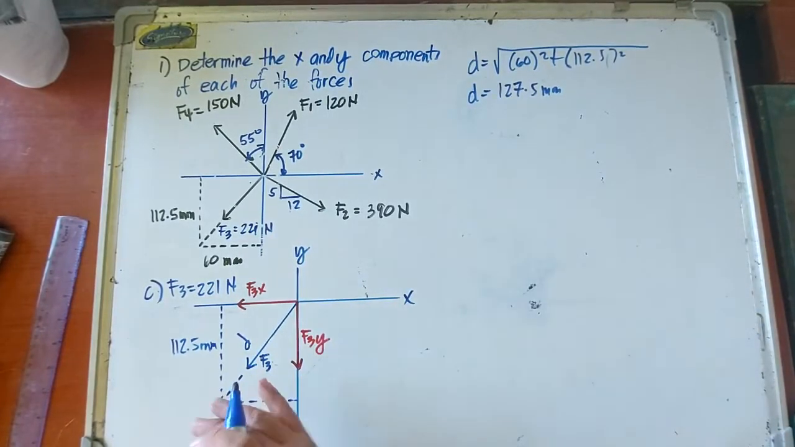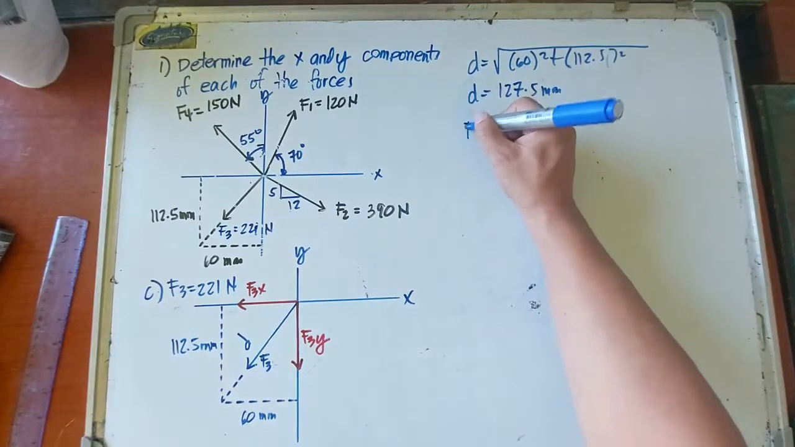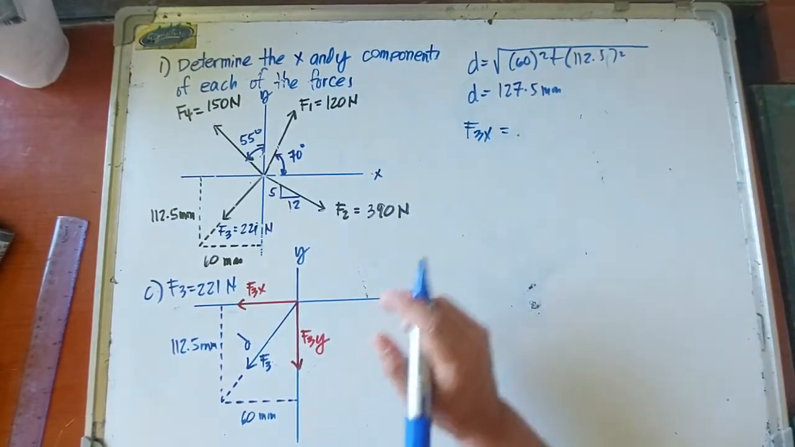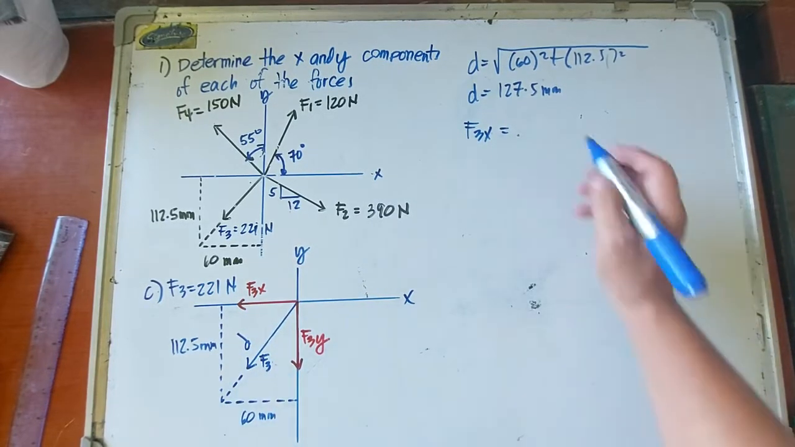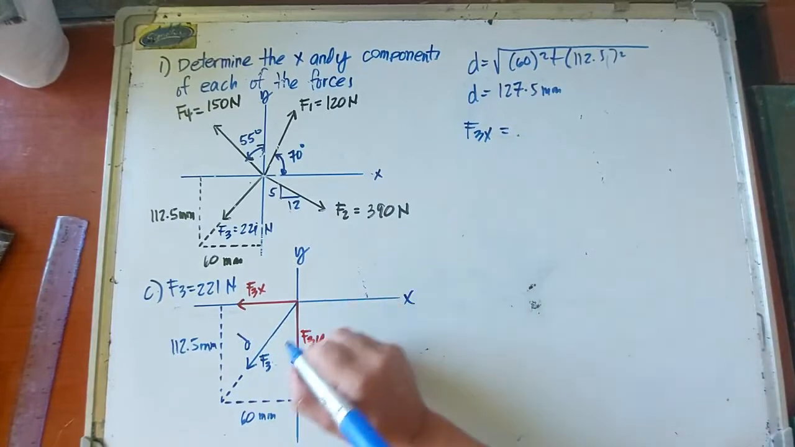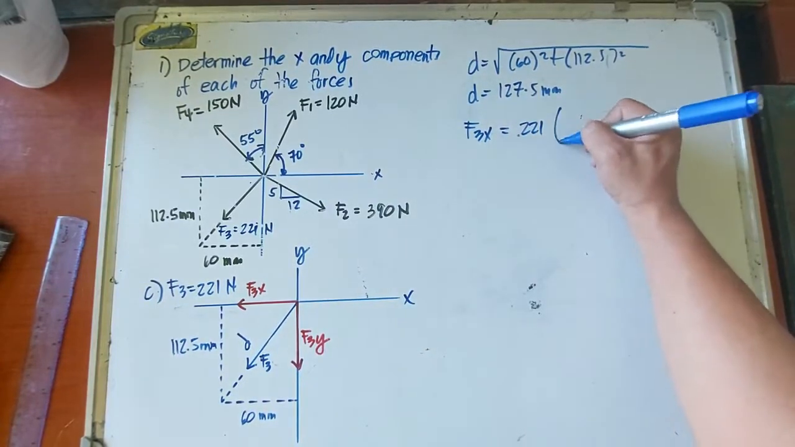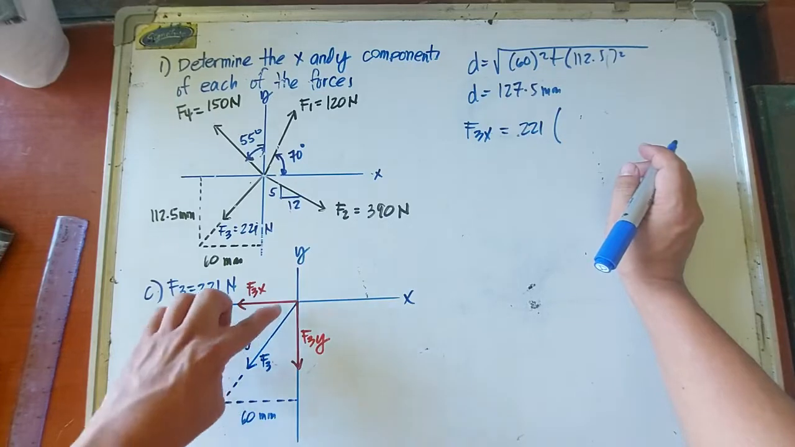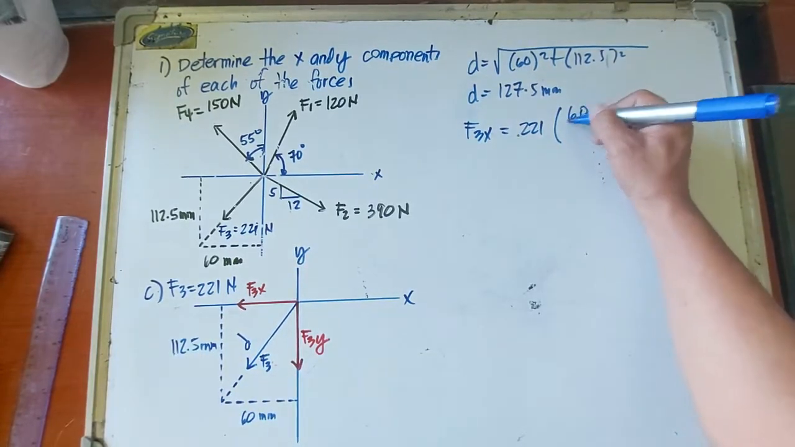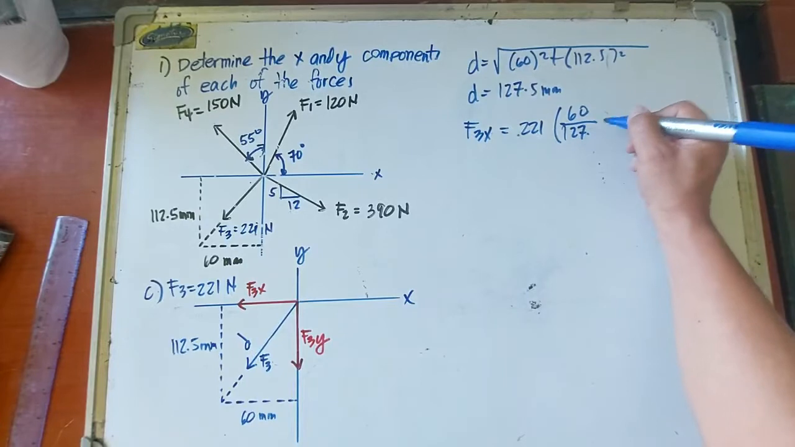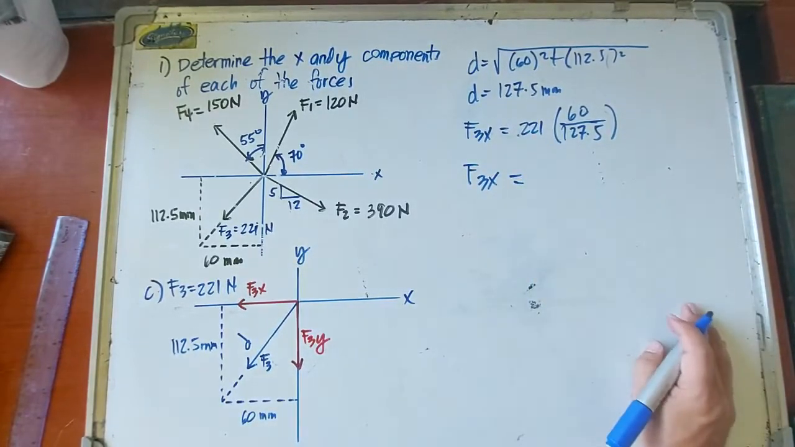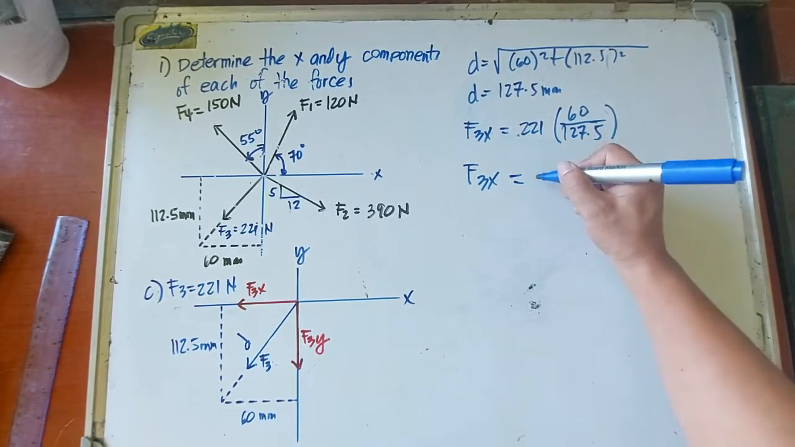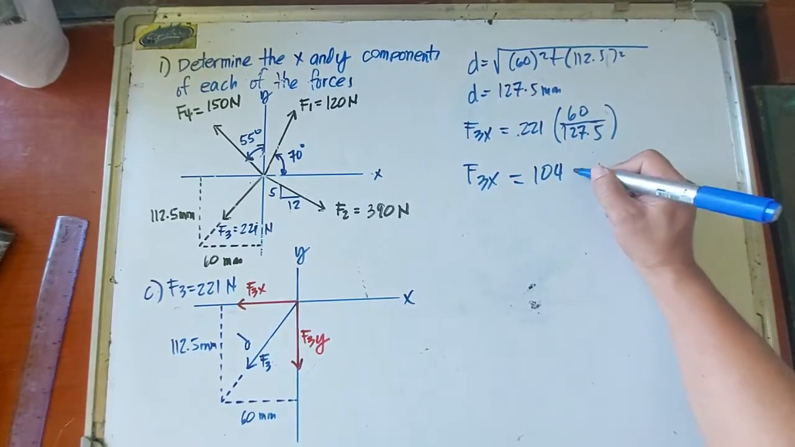Okay, so if you want to solve for the x component of F3, let's say F3x is equivalent to, x is horizontal, kunin nyo lang yung horizontal dimension, which is 60. So F3 is equal to 221 times the horizontal over the hypotenuse, which is 60 over the hypotenuse, 127.5. So the component along X is 104 newtons. Okay.